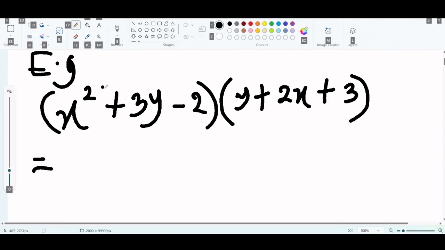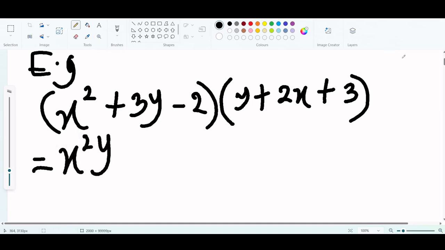So s squared times y normally is going to be s squared y, right? Now s squared times 2x, of course that's going to be what?